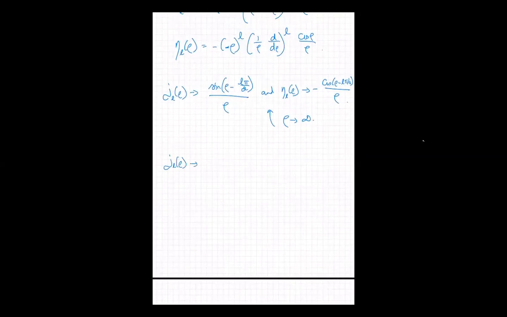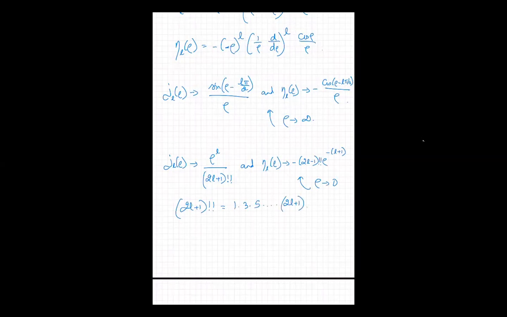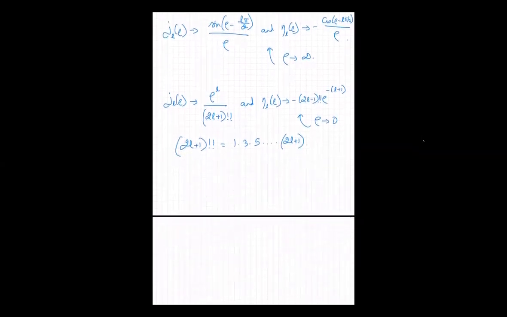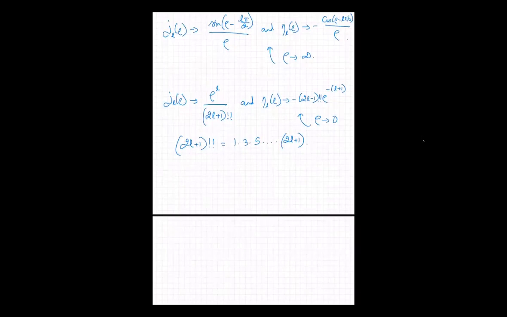JL of rho goes to rho to the L divided by 2L plus 1 double factorial, and eta L of rho goes to minus 2L minus 1 double factorial times rho to the minus of L plus 1. This is in the limit rho goes to 0. The double factorial simply means the product of all odd numbers up till 2L plus 1. Just like the factorial is a product of every number till that particular number, a double factorial is the product of all odd numbers till that particular number. Since L is an integer, 2L plus 1 is of course an odd number.